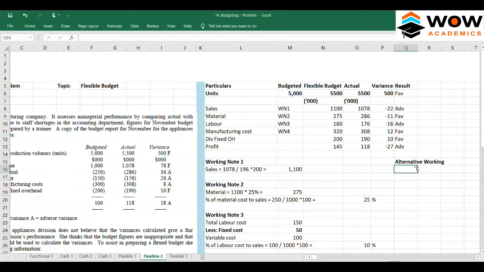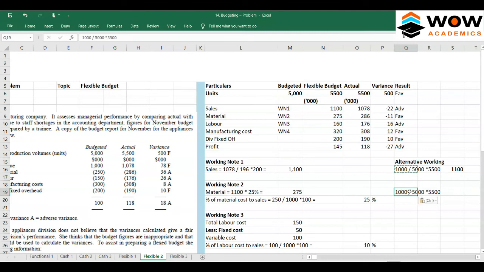See, 1,000 sales is for 5,000 units. Then what should have been the selling price for 5,500 units? So we'll find out here. It will be the same answer, but a little bit short. Okay, it will be a little bit shorter. Material, what should have been the amount? Okay, material, I think we can copy it from here itself.